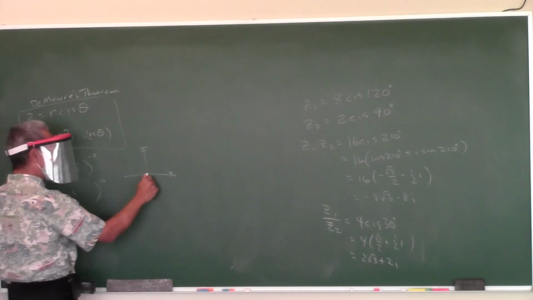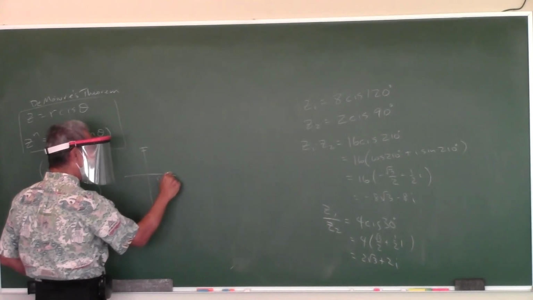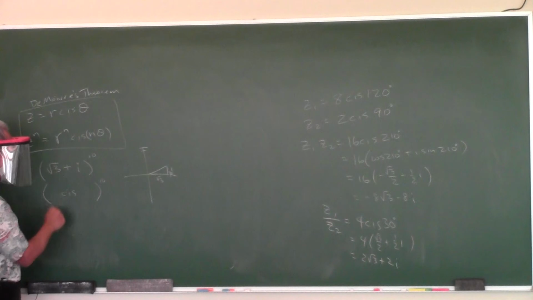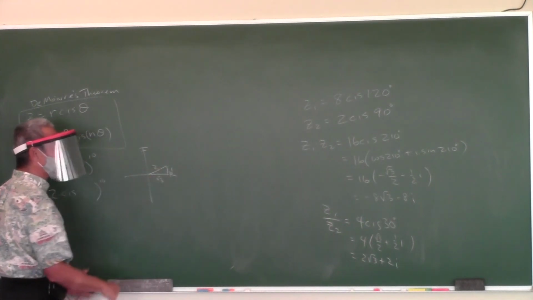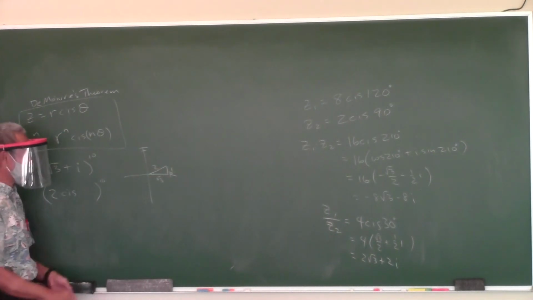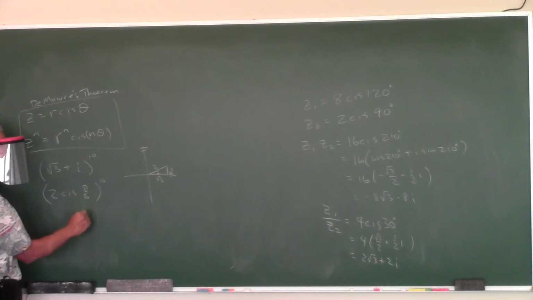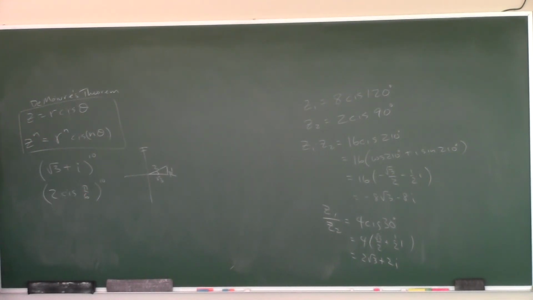So if I go root 3 to the right and 1 up, how far from the origin am I? 2. How come it's 2? Because again, it's a 30-60-90 triangle. Now what's that angle right there? 30 degrees or pi over 6. I don't care if you write degrees or radians. I just use them interchangeably. Okay, now use de Moivre's theorem. What does de Moivre's theorem say? How do I raise this to the 10th power?